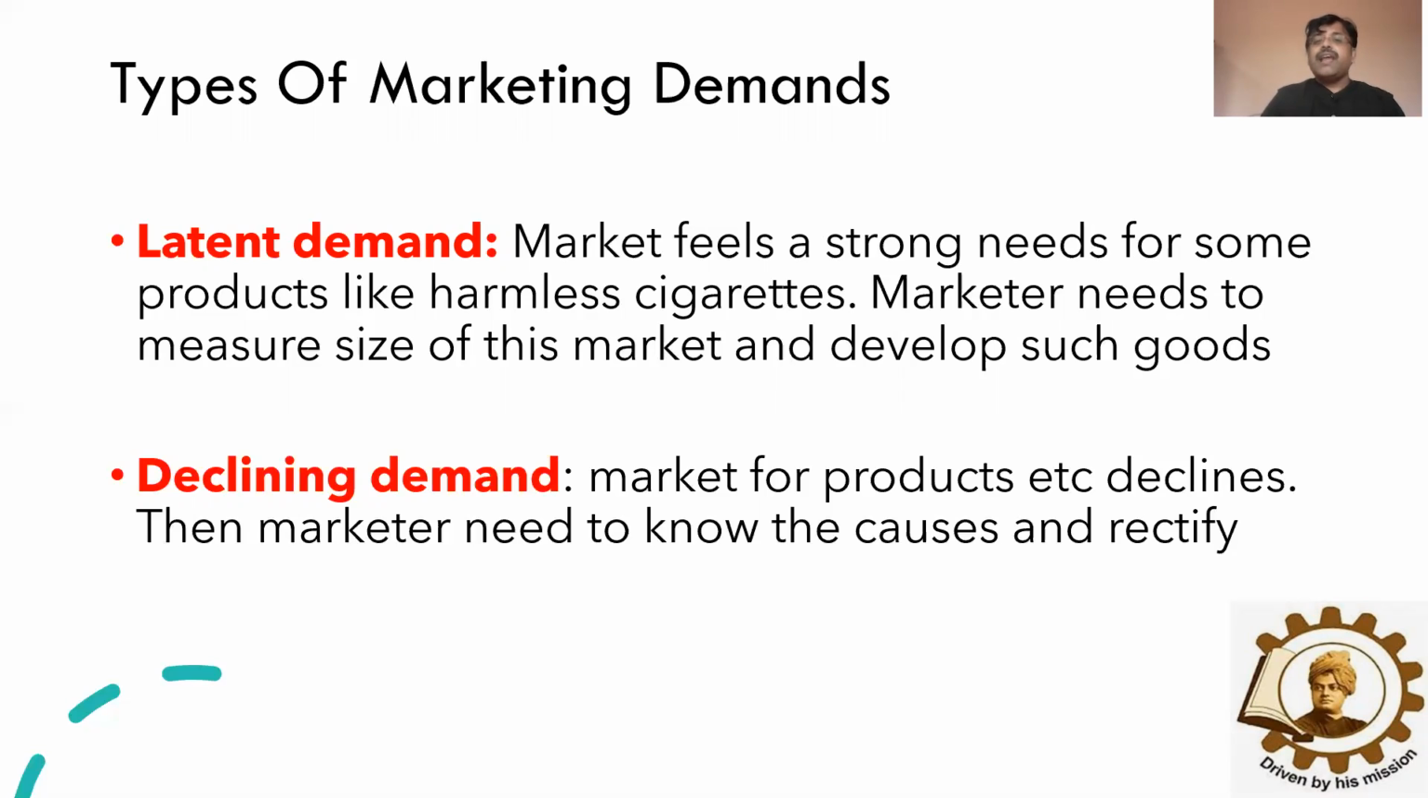Next one is the declining demand. Those who are aware about the product life cycle concept know that the last stage of the product life cycle is the declining stage. All the products in the market usually face this stage. That means the product demand is declining, sales is declining. Now what is the role of the marketer? Marketer has to understand why the sales is declining.